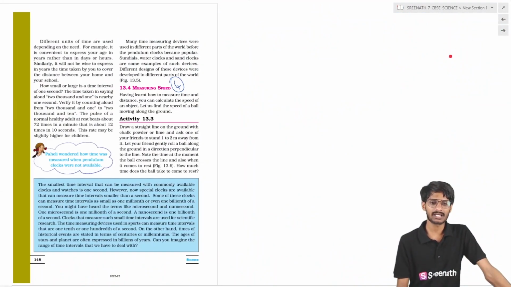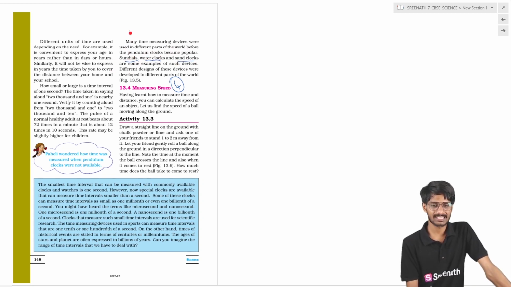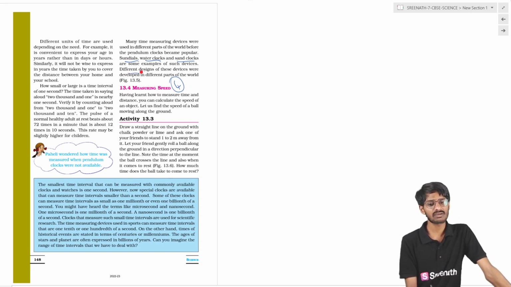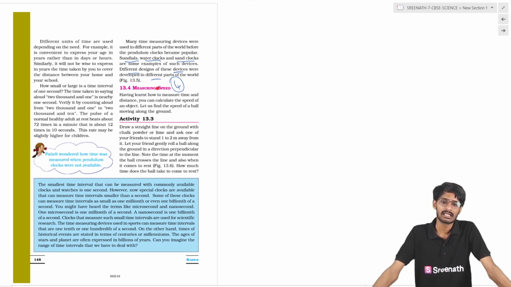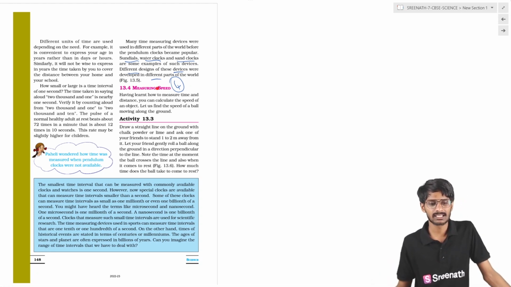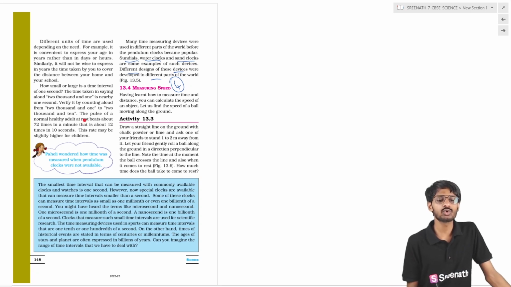Okay, I think you have understood it clearly, students. Many times, measuring devices were used in different parts of the world before pendulum clocks became popular: sundials, water clocks, and sand clocks. These were used by our older generations, students. Different designs of devices were developed in different parts of the world, like sand clocks, water clocks, and sundials, like that.